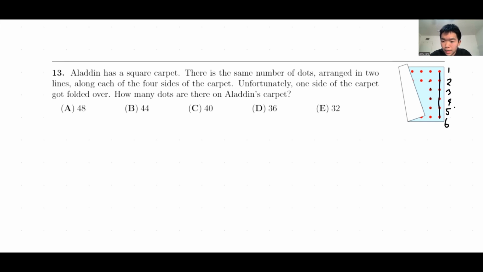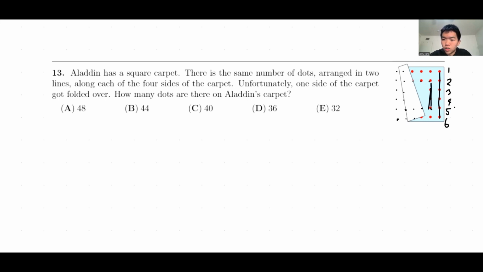So we know that if we replicate this, right, we got 1, 2, 3, 4, and then we got 1, 2, 3, 4, 5, 6. And then up here we got 1, 2, 3, 4, 5, 6. 1, 2, 3, 4, 5, 6 down here, and then we got 1, 2, 3, 4, and then 1, 2, 3, 4 over here. So now if we just count up all those dots, it should give us the amount of dots that are on Aladdin's carpet.